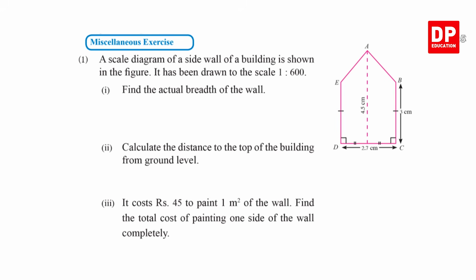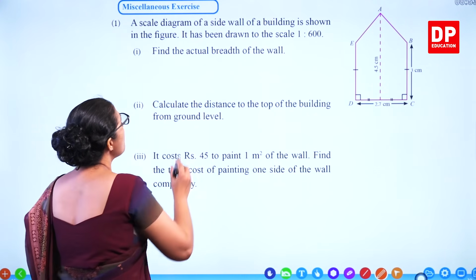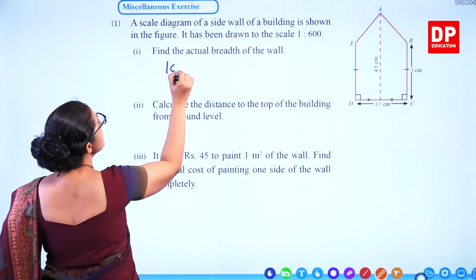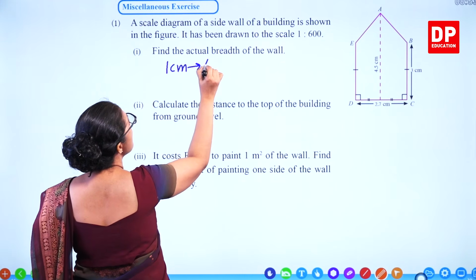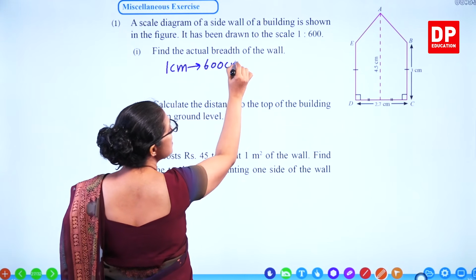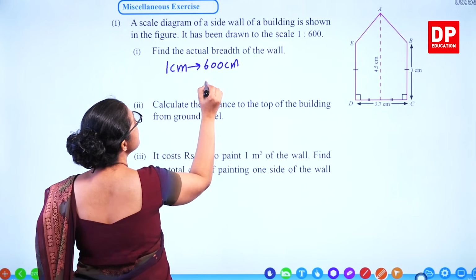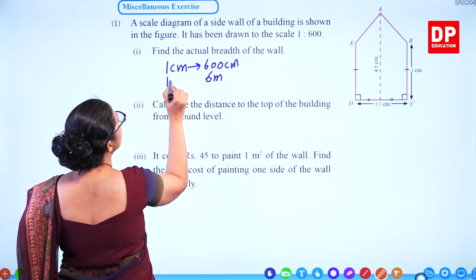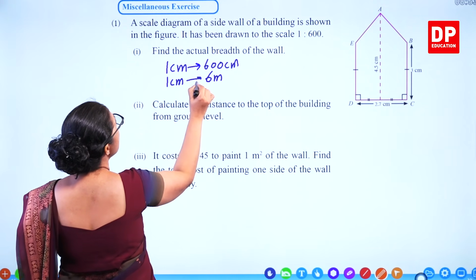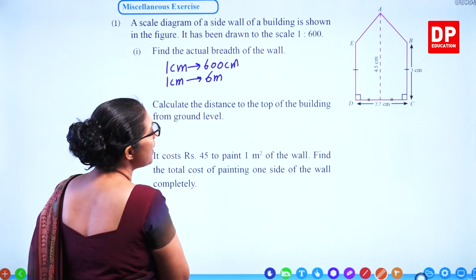A scale diagram of a side wall of a building is shown in the figure. It has been drawn to the scale 1 to 600. Find the actual breadth of the wall. So 1 to 600. 1 centimeter represents 600 centimeters means you can divide by 100 and write 6 meters. Now what's the breadth? Breadth of the wall?